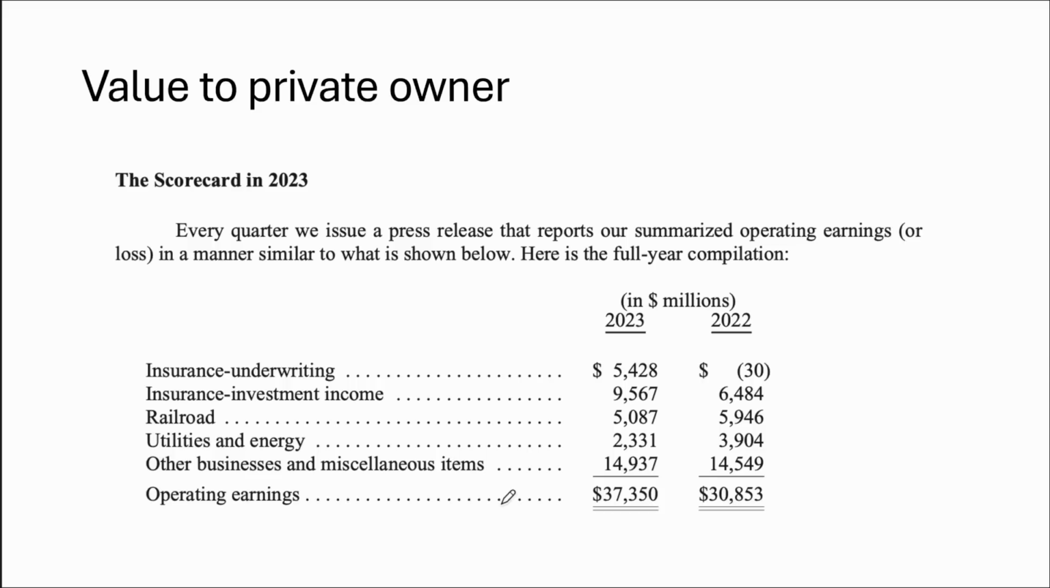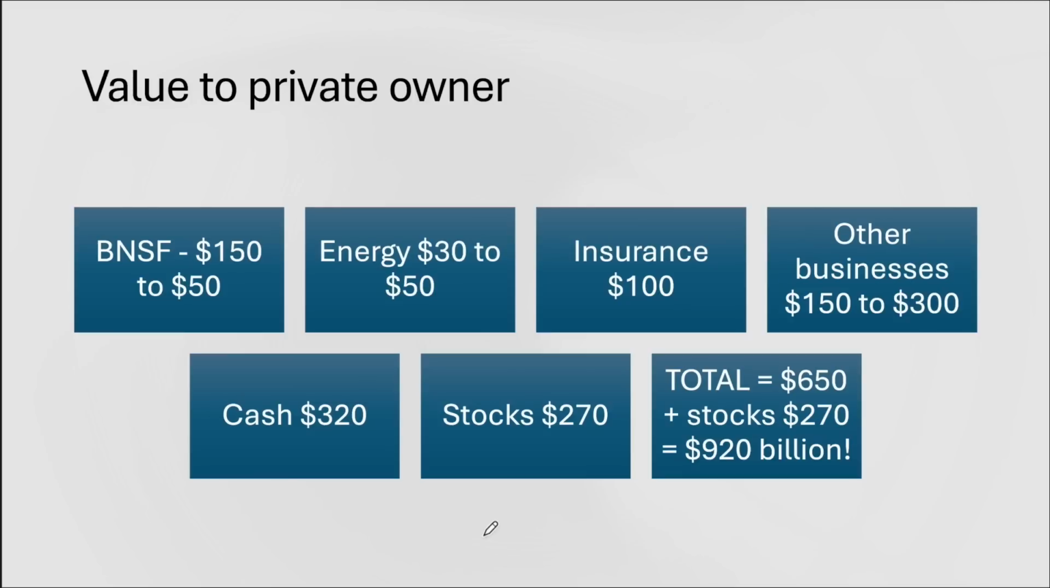Let's look at Berkshire, and this is a very interesting perspective: value to private owner. I have made some calculations, and then we have insurance, railroad, utilities, all the other businesses, and what's the value to private owner? Now, the recent Canadian Pacific Kansas City Southern acquisition was made at 30 times earnings, which would put Burlington Northern at 150 billion, but at 10 times earnings, it's 50 billion. Energy, 10 times earnings, around 30, maybe a little bit higher in this environment.